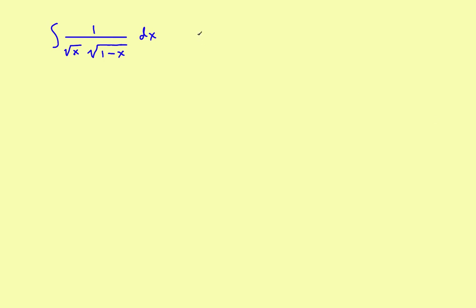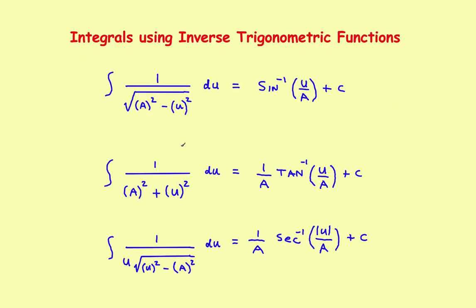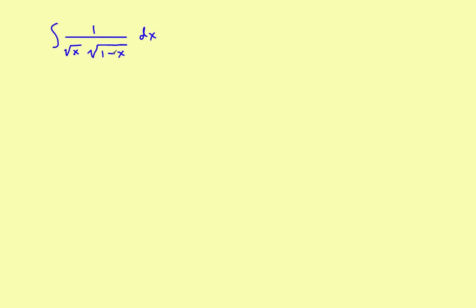Okay, second problem looks like this. Now again, you've got the same thing. Looking at this, at first, it doesn't look anything like one of the ones in this list. But it looks a little bit like this top one. You've got a square root of something squared minus something squared. So the question is, can you manipulate it to get it in that form?